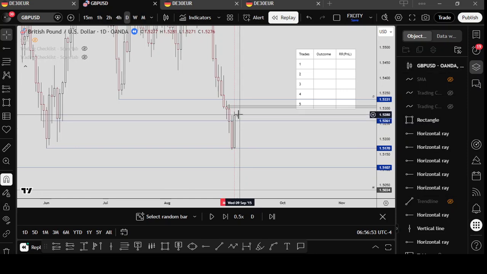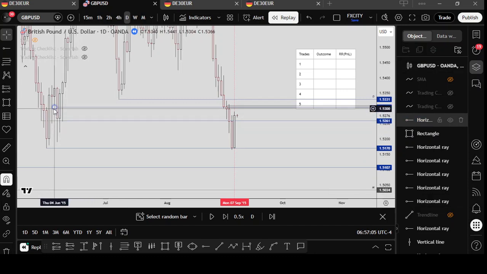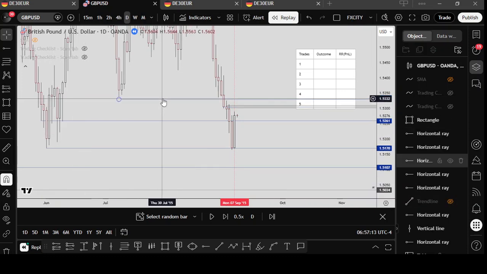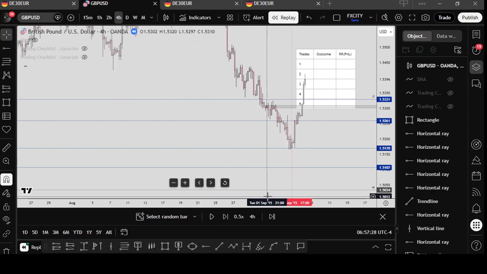So for now, the important level for us is this one, right? This level is an important level for us as well. So here, I'm also going to keep this level in mind, right? Because no, I'm not going to keep that in mind. There are too many levels there, so I'll just stick to this one because that's the major one. So let's play. So we're now into that area, and price ended up blasting through that area.